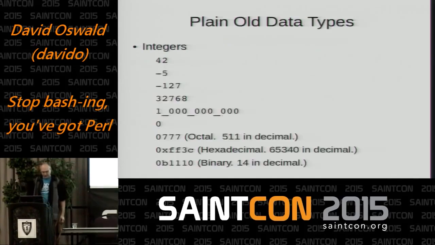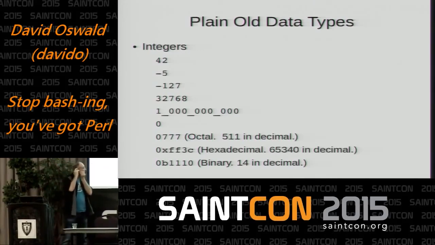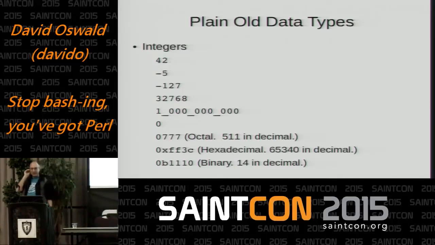So, Perl's concept of plain old data types. Integers can be represented in any of these ways. One thing that might be kind of surprising is that you can put underscores in integers. So this is 1 billion here. The underscores have no semantic meaning. They are simply formatting that you can use to make your literal numbers in Perl legible.